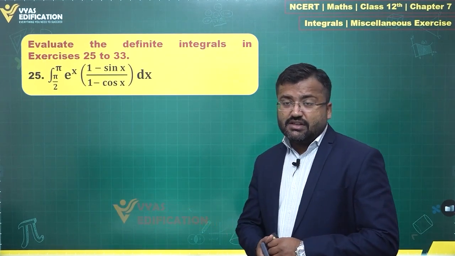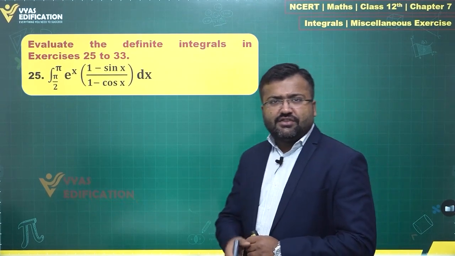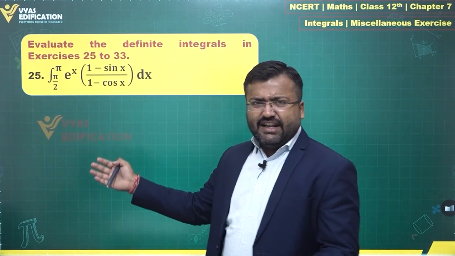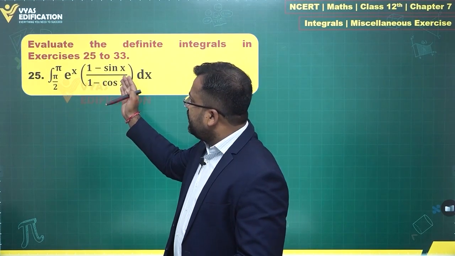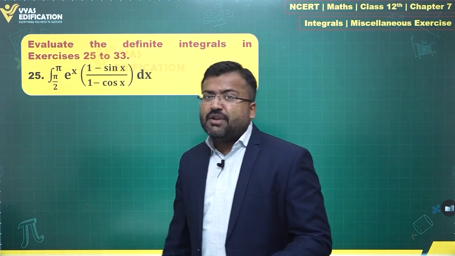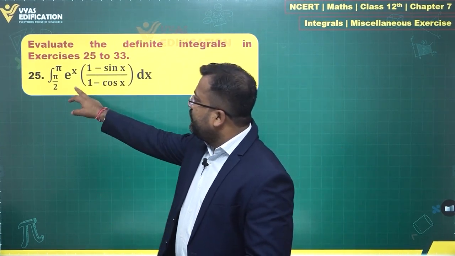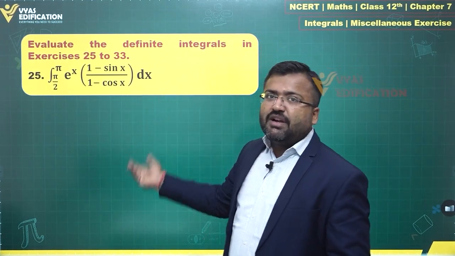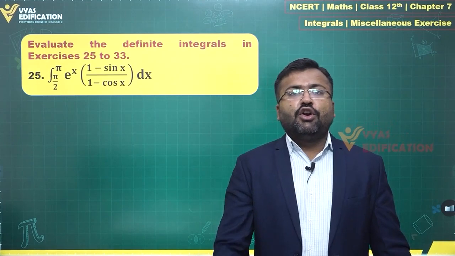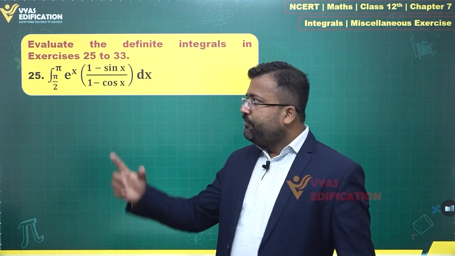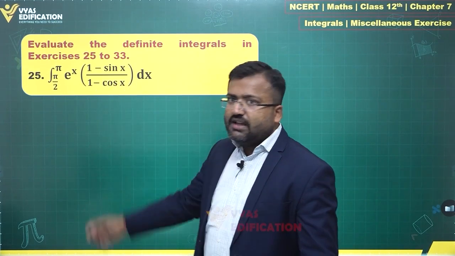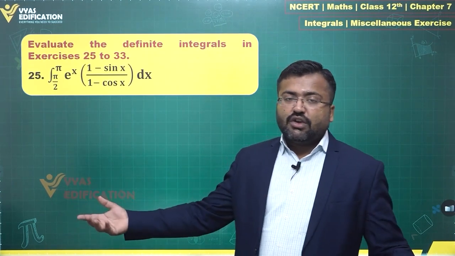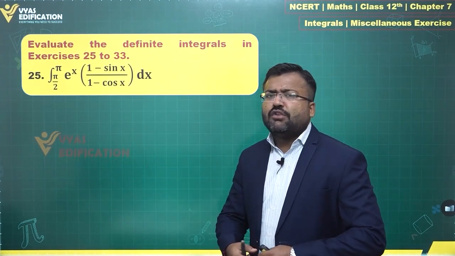e power x times (1 minus sin x) upon (1 minus cos x). And the moment you see this e power x, the thought which comes to mind is, why not convert it into a special integral and integrate? So e power x times a trigonometric function can be written as f x plus f prime x. The integral of e power x times (f x plus f prime x) is nothing but e power x times f x. That's the important key. Once you are able to convert the function in the bracket into f x plus f prime x form, you can easily integrate, and then substituting the limits will not be an issue.